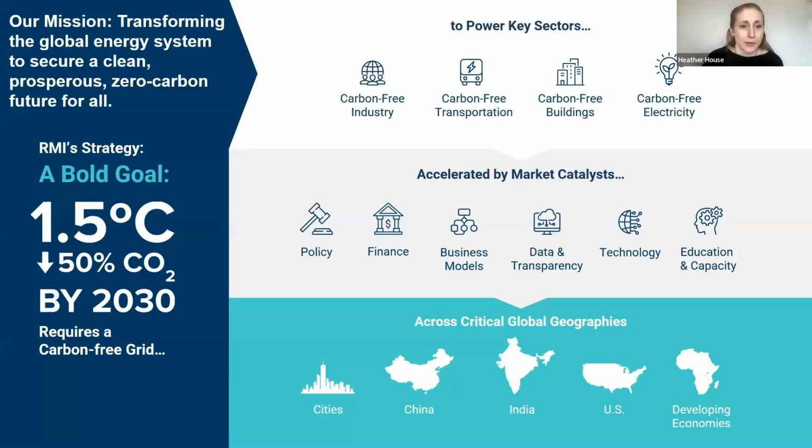So if you are not familiar with RMI, I just wanted to give a quick overview of our organization. Our mission is to transform the global energy system to secure a clean, prosperous, zero carbon future for all. We do have a bold strategy, which is hitting the 1.5 degrees C scenario in the Paris Climate Accord, which means we are aiming to reduce carbon emissions by 50% by 2030. If we're going to get there, that means that we need to be working across all sectors, transportation, which is what we're focused on today, but also buildings, electricity, and industry. And we need to be using all potential market catalysts, including data and transparency, policy, finance, things that we're talking about today, but also exploring new business models, technology innovations, and providing education and capacity building. We work with cities. We've probably worked with many of you across the US, China, and India, and developing economies.